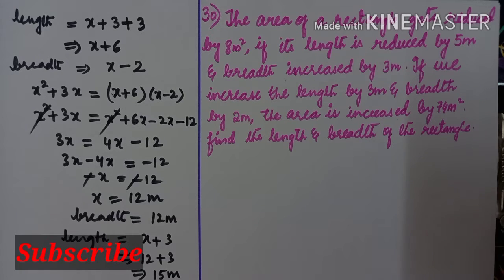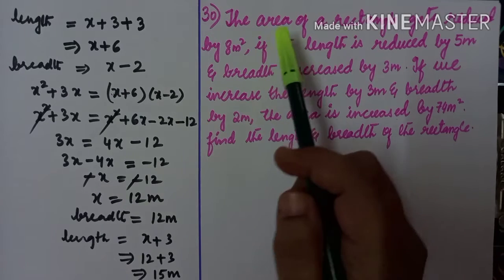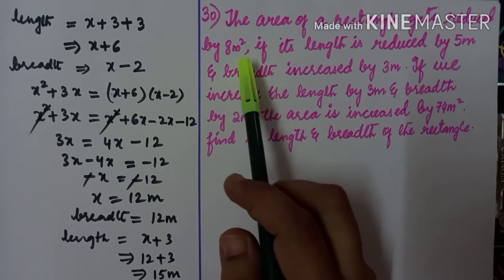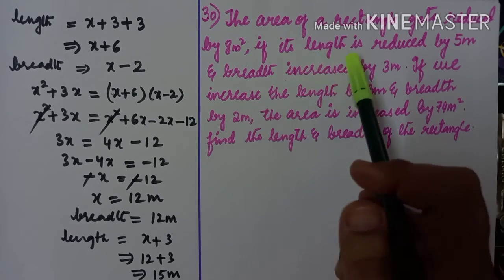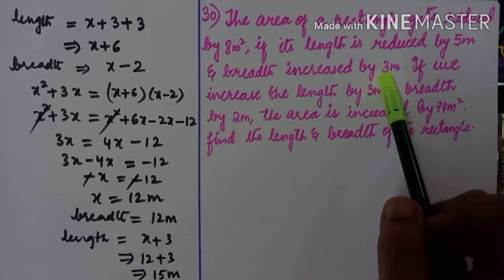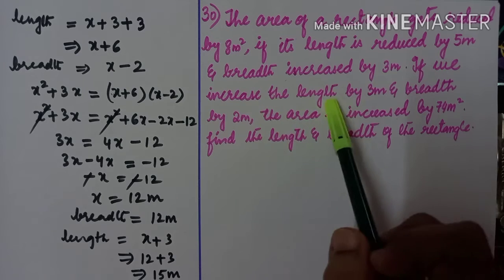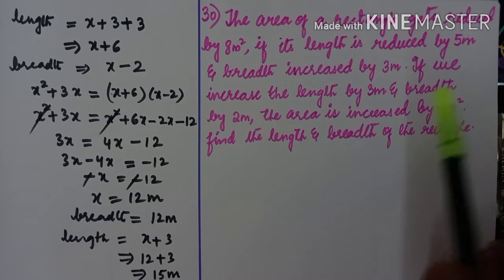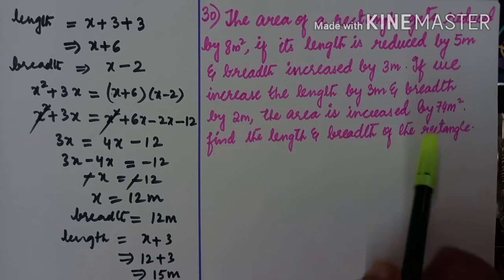Hello everybody. So let's continue the 30th problem of the same exercise. The question is: the area of a rectangle gets reduced by 8 meter square if its length is reduced by 5 meter and breadth increased by 3 meter. If we increase the length by 3 meter and breadth by 2 meter, the area is increased by 74 meters square. So you need to find the length and breadth of the rectangle.